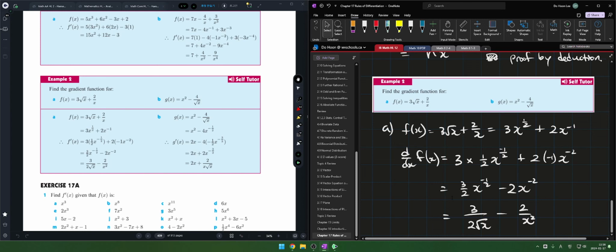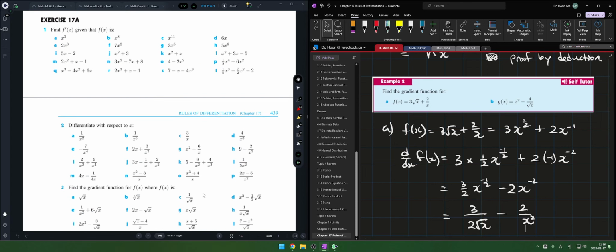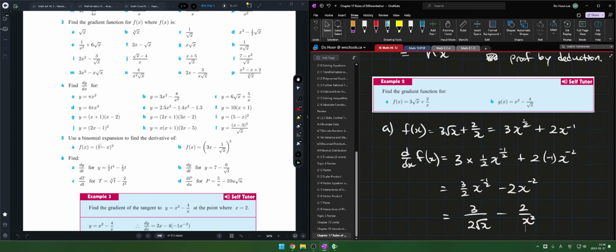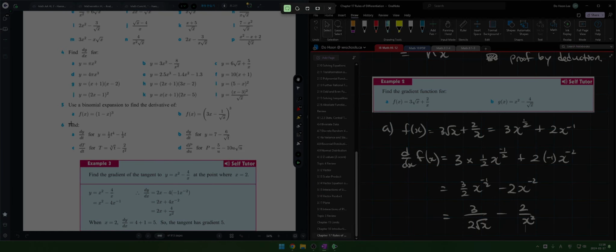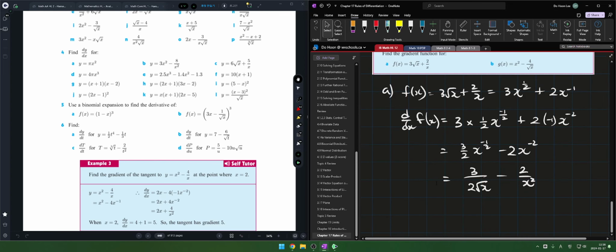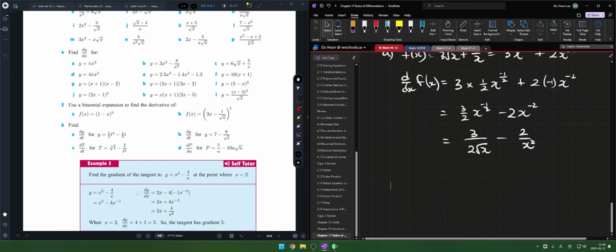Hopefully you've had some chance to practice part B as well. There are tons of questions here. Why don't we try number 6? Only because they have different variables. Let's try these two. So once again, these two are essentially just the same thing, except they just have different variables.